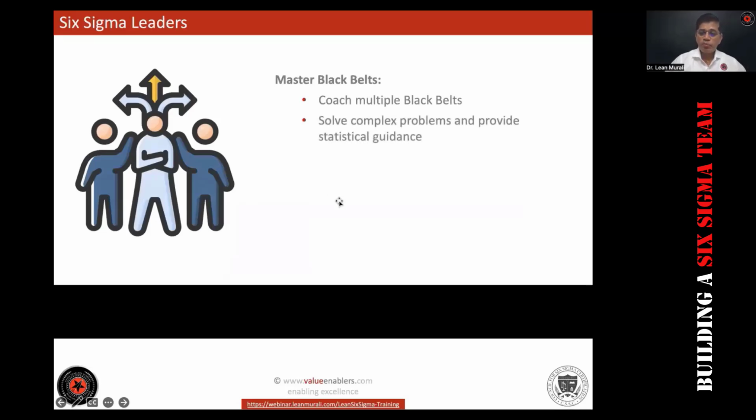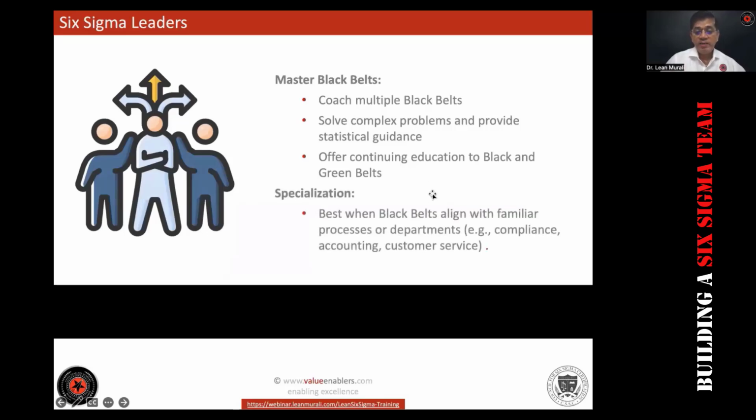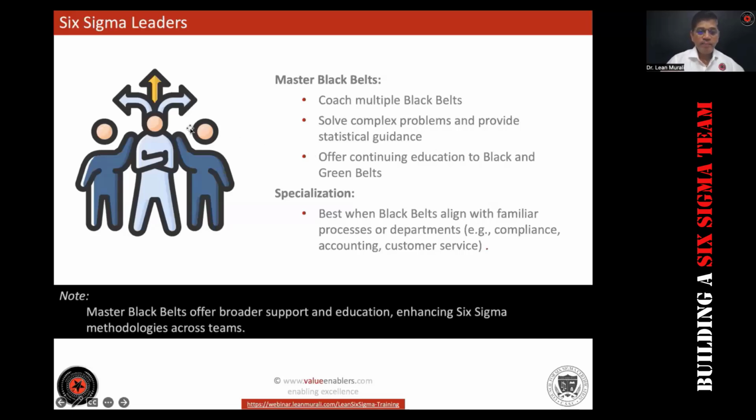And master black belts coach multiple black belts. They solve complex problems, provide statistical guidance, offer continuing education. See, master black belts have high-end statistical knowledge, okay? And they educate the black belts and green belts. And they are best when they align with familiar processes or departments, okay? Master black belts need to align themselves with a process or department like compliance, accounting, customer service, so that they can do their best. Okay. Master black belts offer broader support and education, enhancing Six Sigma methodologies. Okay. So this is also fairly clear.